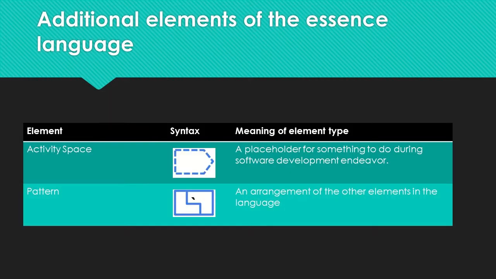Then there are additional elements in the Essence language. There is the activity space, which is a placeholder for something to do in the development endeavor. A placeholder may consist of 0 to many activities. Then there is the pattern, which is an arrangement of other elements represented in the language.